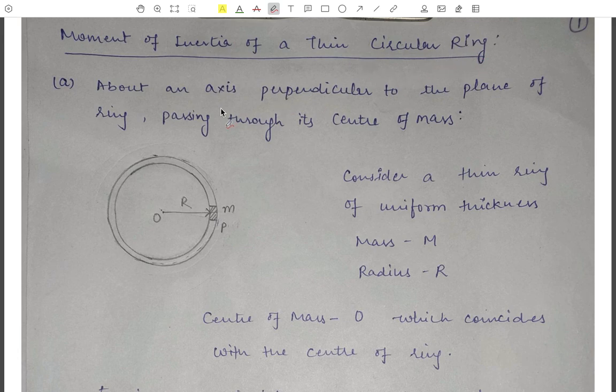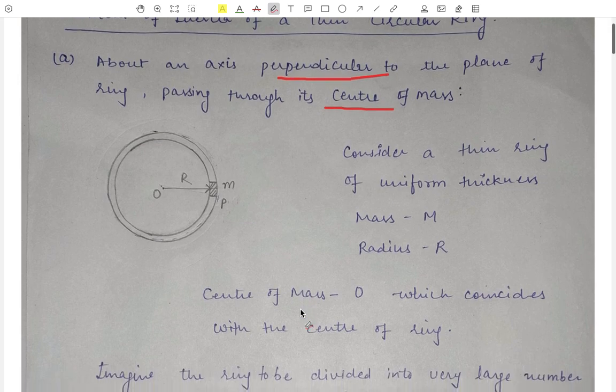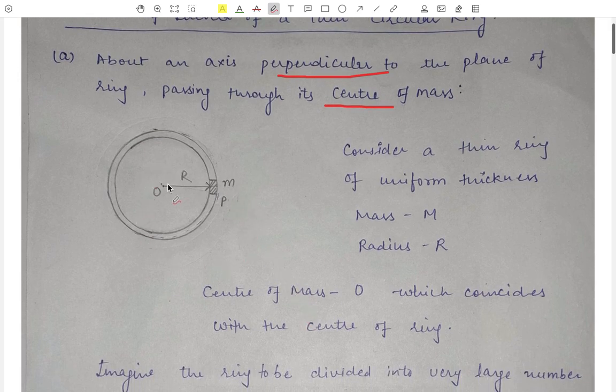Firstly, we decide an axis about which we want to find the moment of inertia. So, our first case is to find the moment of inertia about an axis perpendicular to the plane of the ring and passing through its center of mass. Here, we consider a ring of uniform thickness of mass M and radius R with O as its center of mass, which is also the center of the ring. Now we'll find the moment of inertia of this ring about the axis.